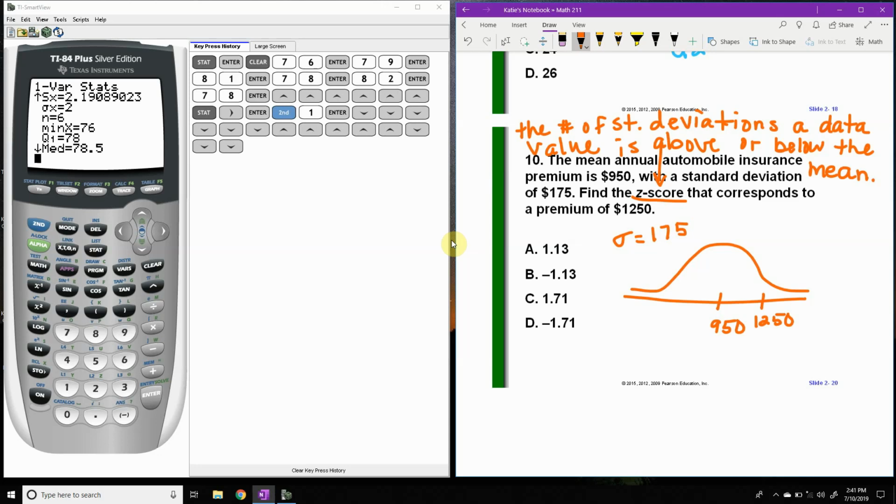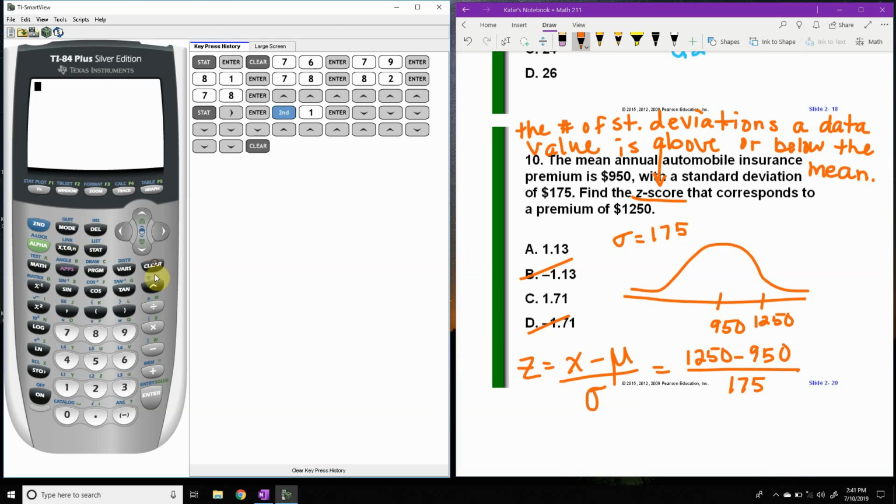So in this case, because I already know that 1250 is above the average, I can eliminate B and D as possible answers because I know the z-score is going to be positive. It's above the mean. Now, how we calculate it is with the following formula. Z is the data point minus the mean divided by the standard deviation. So in this case, the premium is 1250, the given mean is 950, and I'm going to divide that by my standard deviation, which is 175.